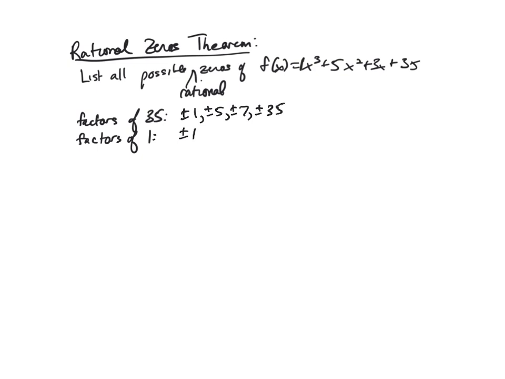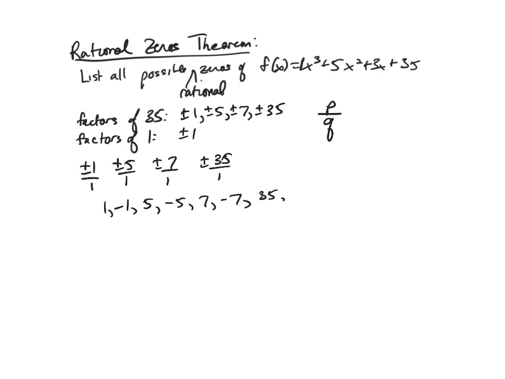So I'm going to go through and take each of my factors of 35 as possibilities for my numerator and my factors of 1 as possibilities for my denominator. So that would mean plus or minus 1 over 1, plus or minus 5 over 1, plus or minus 7 over 1, and plus or minus 35 over 1, which I'll just kind of clean up. And when the directions say enter the possible zeros separated by commas, I just mean write 1, negative 1, 5, negative 5, 7, negative 7, 35, negative 35.